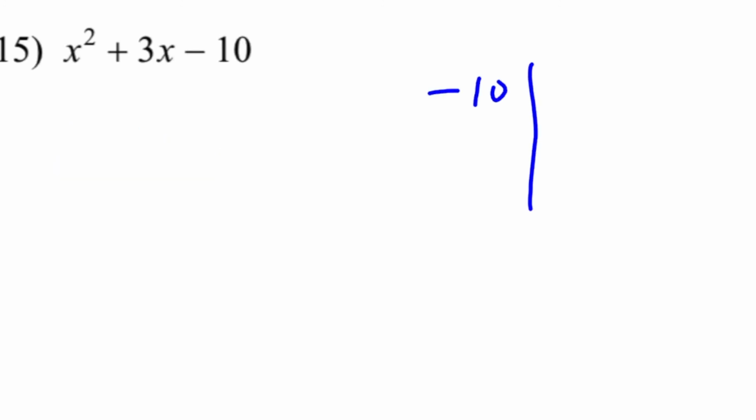All right, last one. I need 2 numbers that will multiply to give me negative 10 and add to give me a positive 3. So think about it for a second. Try some out. 10 only has two sets of factors. It's either 1 and 10 or it's 2 and 5. So in this case, it's a negative 2 times 5.